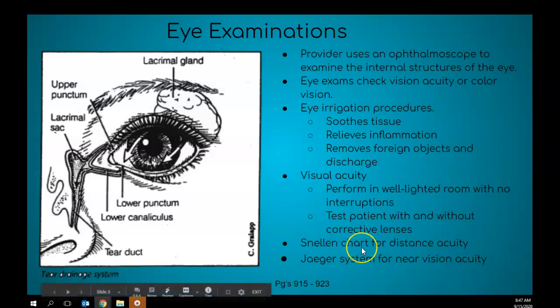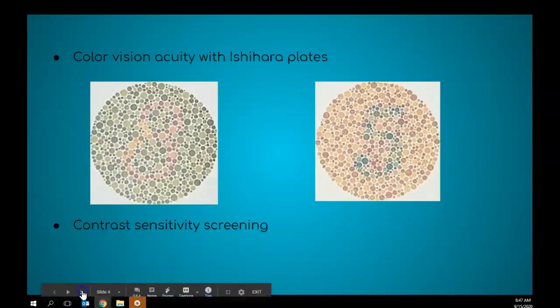Like I said, the Snellen chart is for distance acuity. The Jaeger system is for near vision acuity. I have a Jaeger system machine, but unfortunately it is kind of old. So I'll show it to you, but I don't believe we'll get to use it. And then Ishihara plates are for color testing, color blindness.